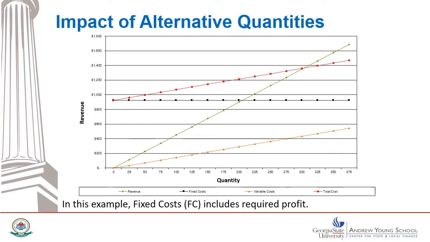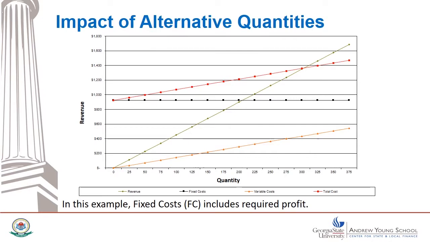Total revenue, or TR in the prior formulas, increases as the set price is multiplied by different quantity levels. Those results are shown on the graph as the green line. Variable costs, which are a set amount per pie, in this case $1.45, are multiplied by different quantity levels and plotted on the graph as the orange line.